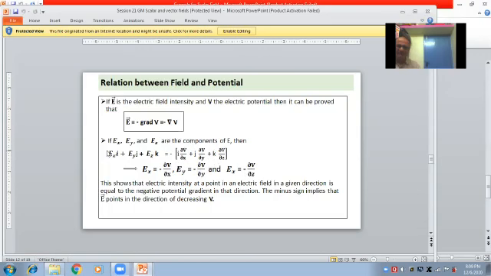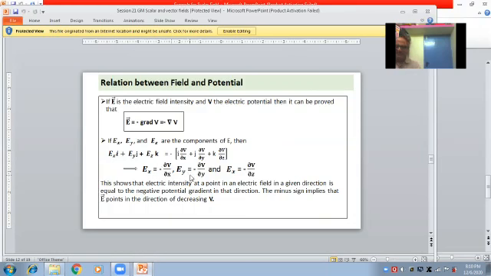And now equate the respective components on either side. What you are getting is that Ex is equal to minus dou V by dou x, Ey is equal to minus dou V by dou y, and Ez is equal to minus dou V by dou z. So these are the components. Ex is equal to minus dou V by dou x means it is the component of this electric field intensity along the x direction. That is given by the rate of change of this potential with respect to x direction.